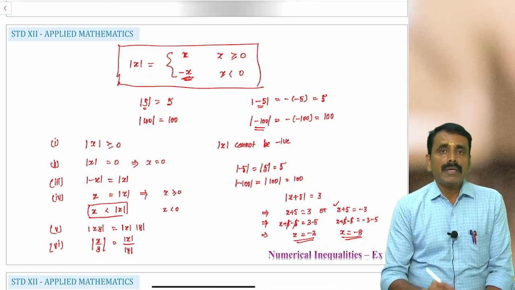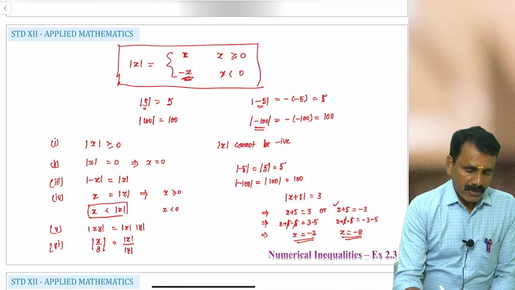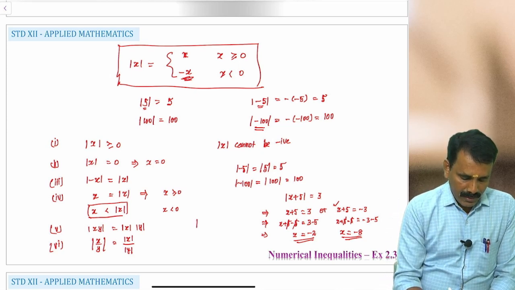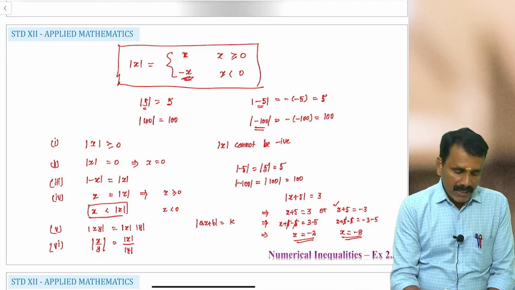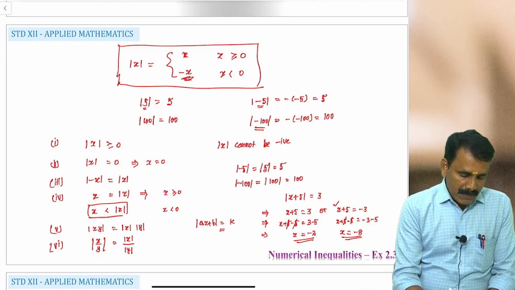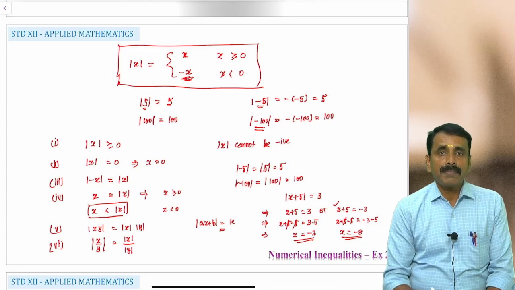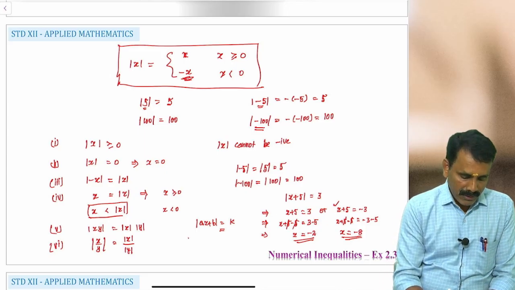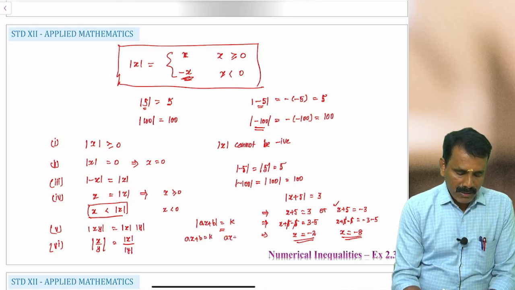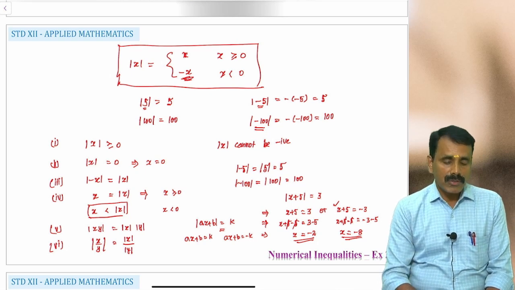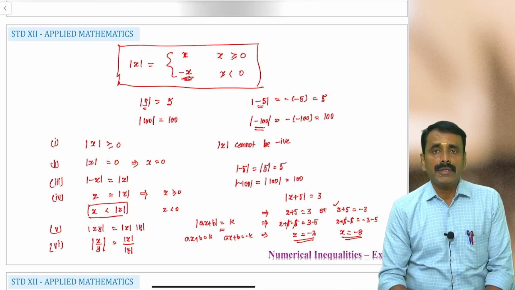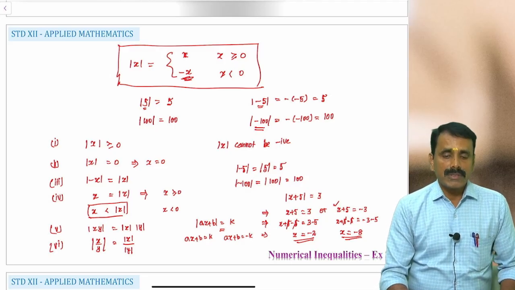So, how to solve the equality of modulus expression? If you are having modulus of ax plus b is equal to k, then how to solve this expression? Because this is an equality symbol, your modulus expression ax plus b can be equal to plus k or minus k. So, we have to take it as ax plus b is equal to k or ax plus b is equal to minus k, then we have to solve for x. So this is with regard to solving the equations involving modulus.